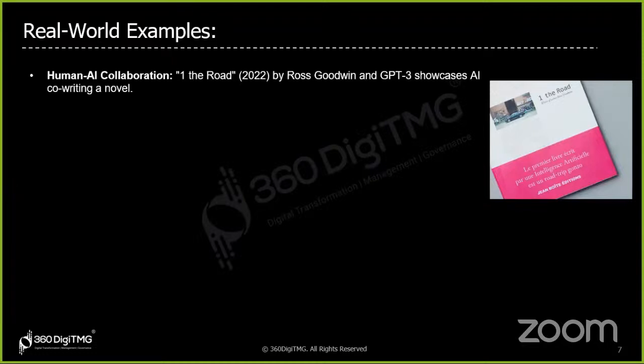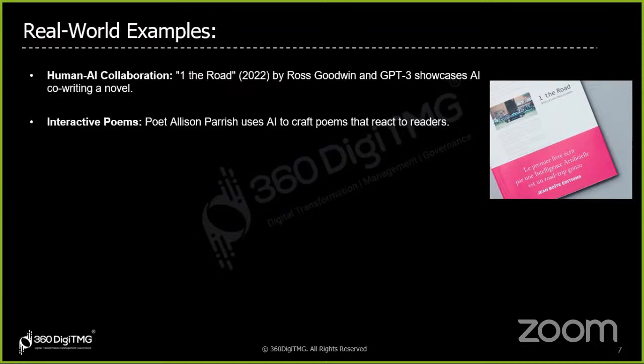Okay, let's look at a few more real world examples. Human AI collaboration: 1 the Road, 2022, by Ross Goodwin and GPT-3. They showcased AI co-writing a novel. Let's say a script writer, a story writer, an author is facing something we commonly call a roadblock, a creative writer's block. When a writer's block happens, it stops the writer from using their time productively. That's where Gen AI can jump in. These LLM models can help generate a few ideas and help build the story further. I wouldn't say we can completely replace storytelling, but collaborative storytelling is what can take us forward in order to bridge that gap and allow us to utilize our time more effectively.